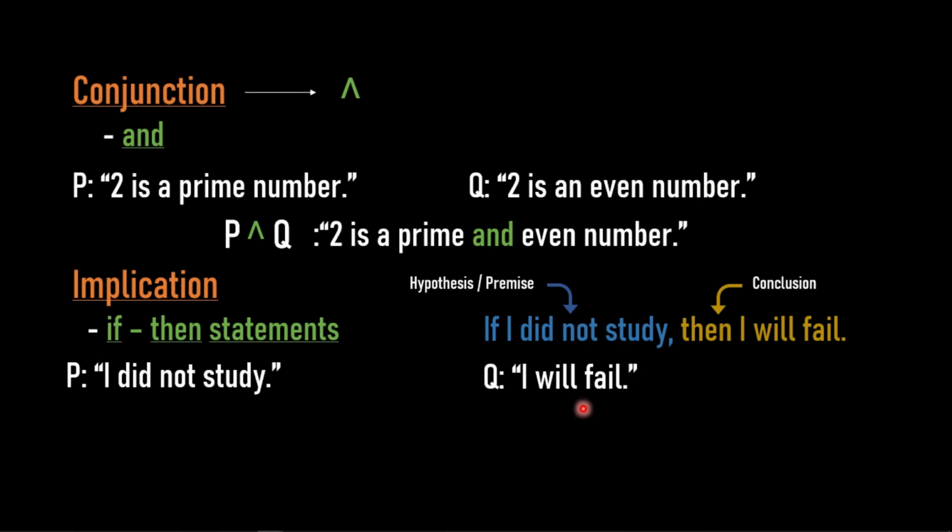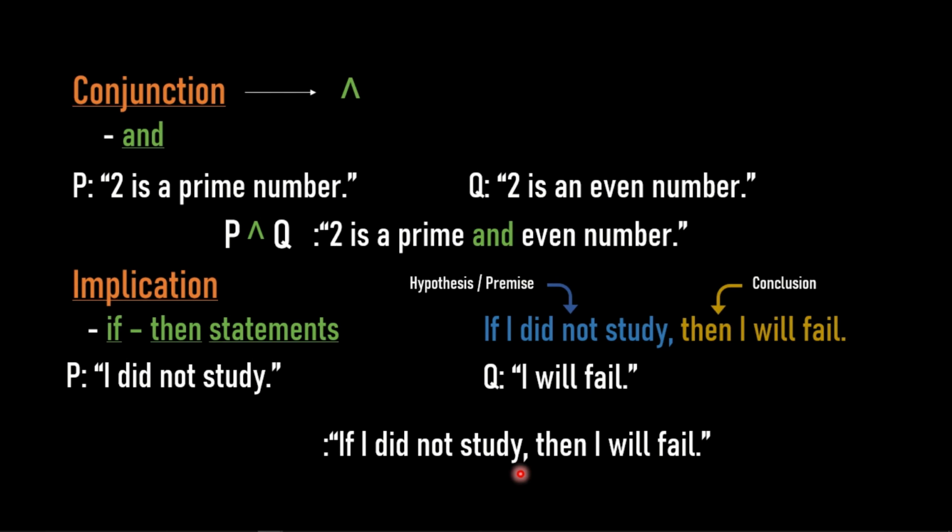Its implication will become if I did not study, then I will fail. And its propositional form will become like this. It's just read as if P then Q. So in implication, we use this symbol, an arrow.